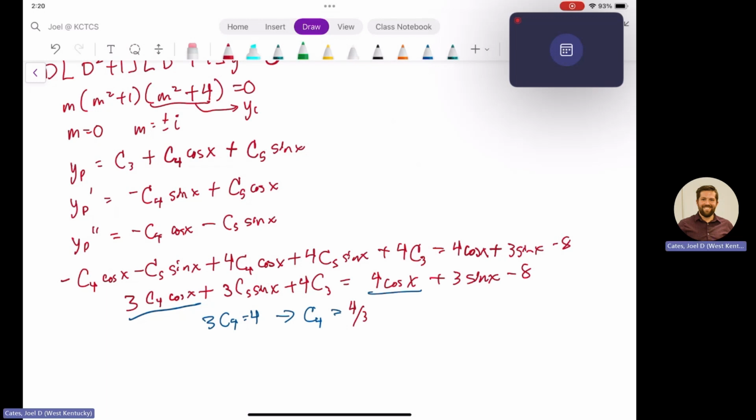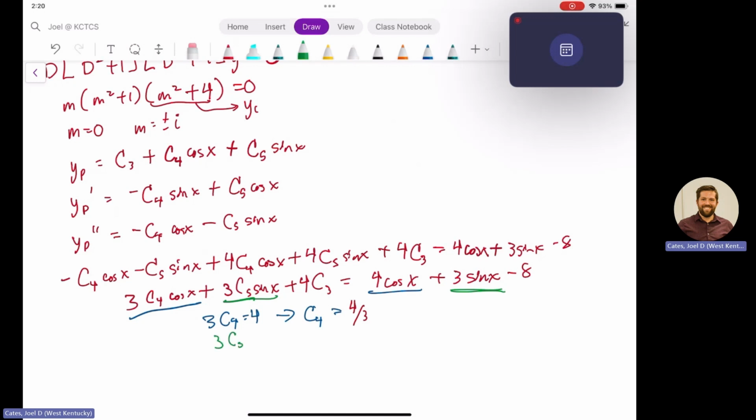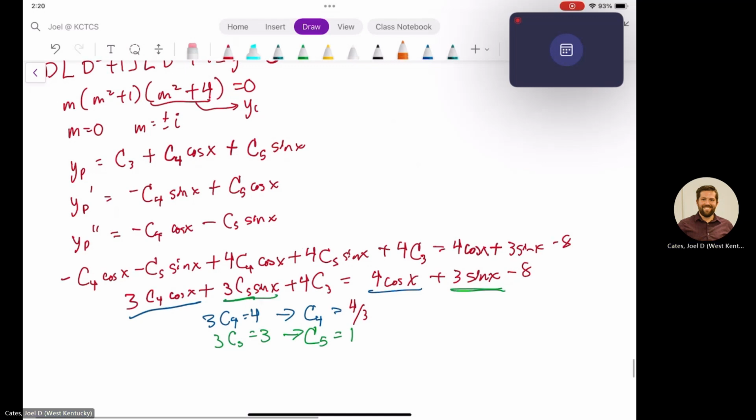Then I look through here. I've got 3 c sub 5 and 3 sine of x and 3 sine of x. So 3 c sub 5 is equal to 3, so c sub 5 is 1. Finally, I've got 4 c sub 3 is equal to negative 8. So c sub 3 is negative 2.